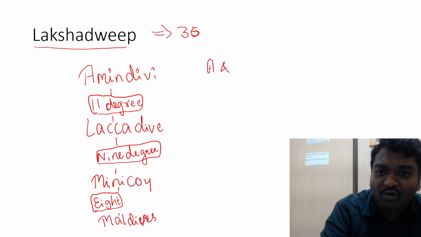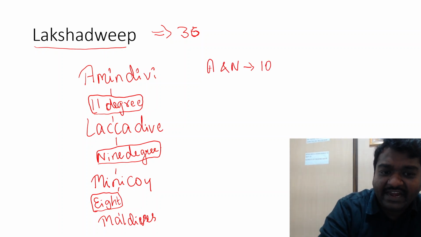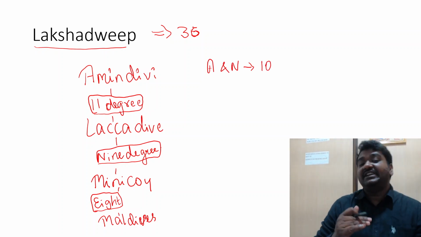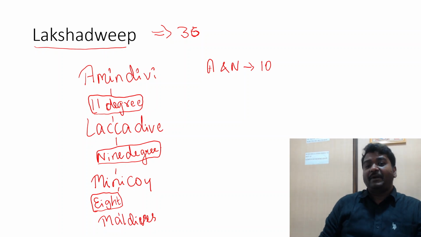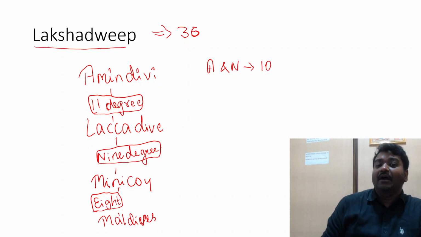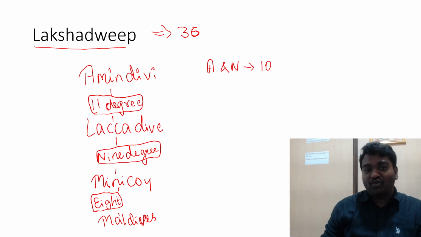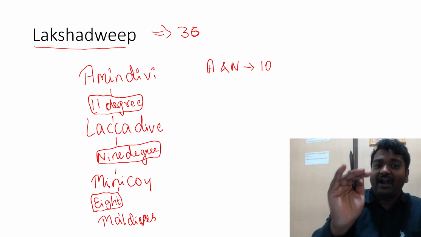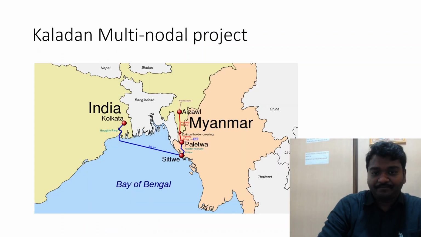Andaman and Nicobar is 10-degree channel. You see, 8, 9, 10, 11. As it is in sequence, I'm expecting a question. Okay. 8 is Minicoy and Maldives. 9 is Laccadive and Minicoy. 10 is Andaman and Nicobar. Laccadive and Amindivi is 11.